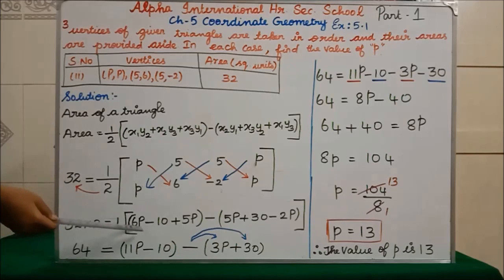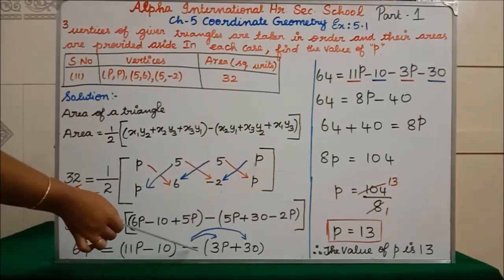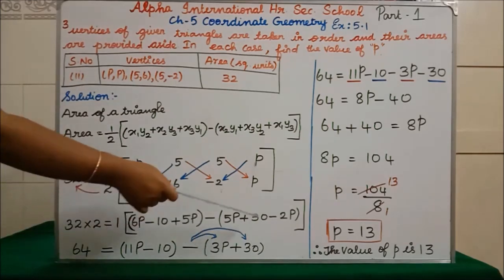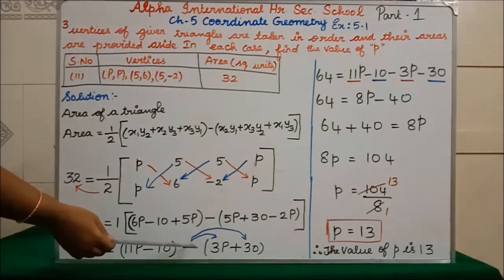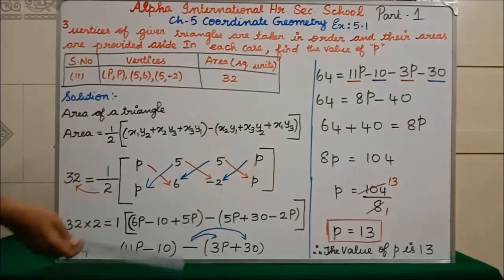So right here, 6p, here 5p. Both are like terms. 6p plus 5p is what? 6 plus 5 is 11. So we write 11p minus 10. Close the bracket. Minus, here 5p minus 2p we are having. 5p minus 2p is 3p. 3p plus 30. Next step, we are going to take this minus inside. Here both are having plus, so it will become negative: minus 3p minus 30. That I have already written there.